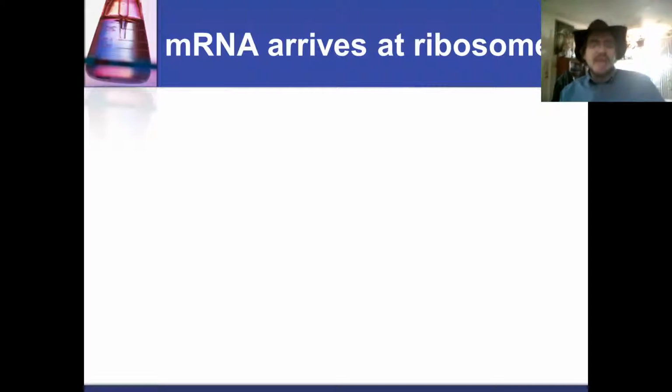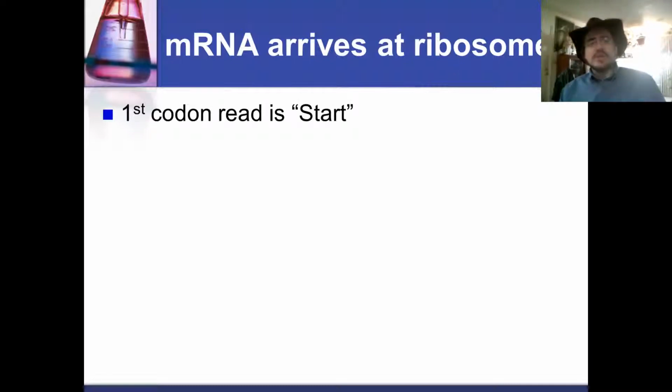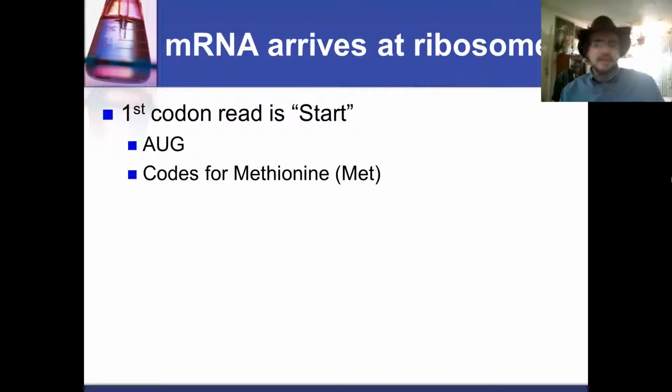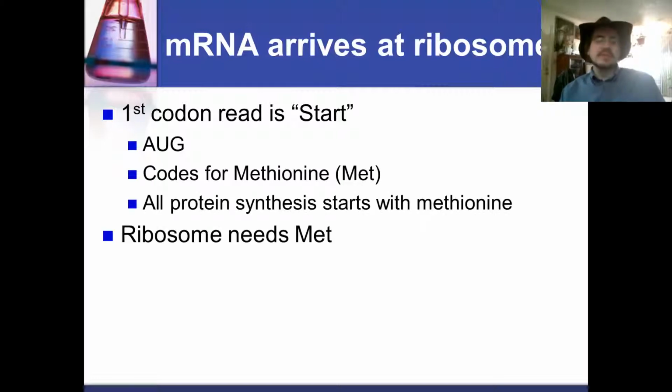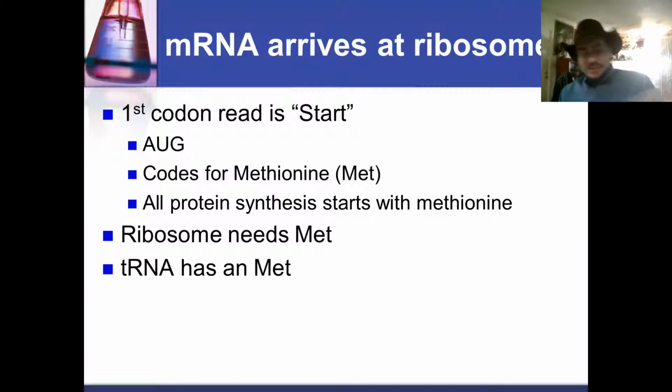mRNA arrives at the ribosome. And the first codon read is the start codon, AUG, so the first amino acid to arrive is methionine. All protein synthesis starts with methionine. So our ribosome needs a methionine. We need to get a methionine over to this ribosome. So we have a tRNA that has a methionine. How do we get the tRNA to bind to the mRNA so it can bring the methionine down?